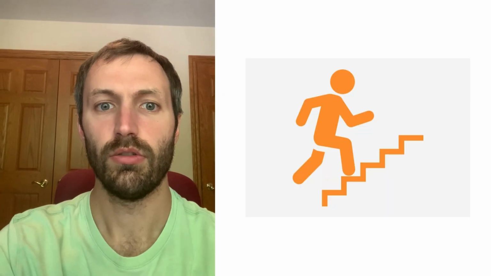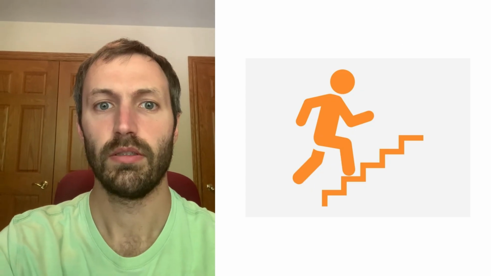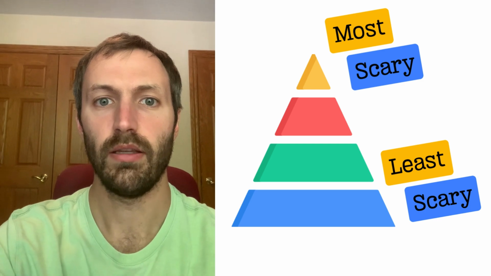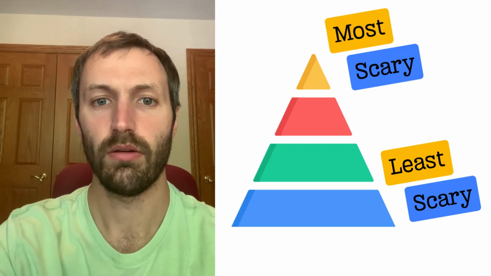So how do we do ERP? ERP is usually done in steps, starting small and working your way up. Step 1. Create a hierarchy. With a therapist, you make a list of situations that trigger your OCD, from least scary to most scary.